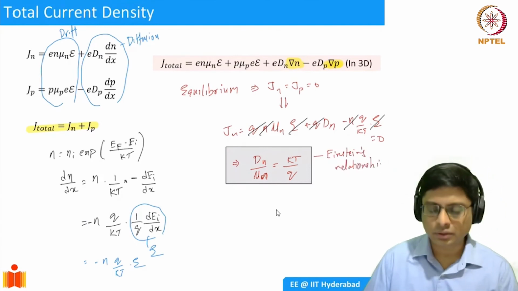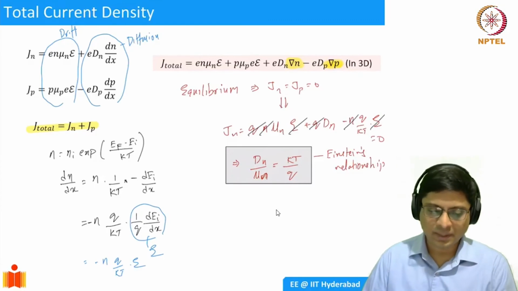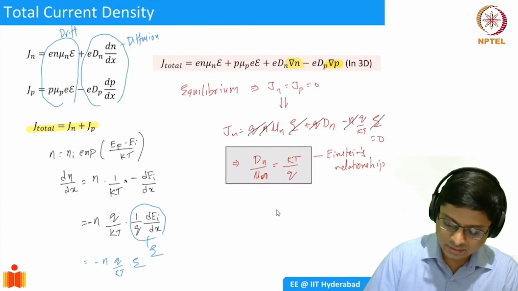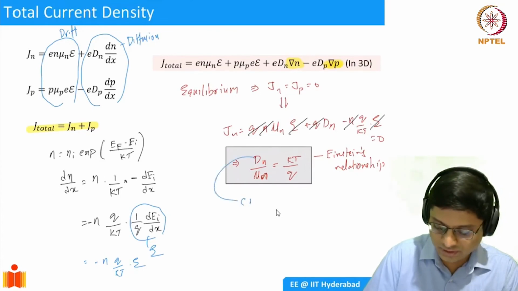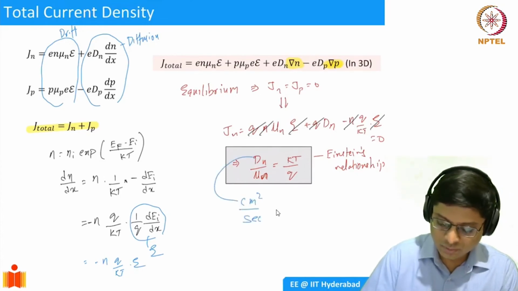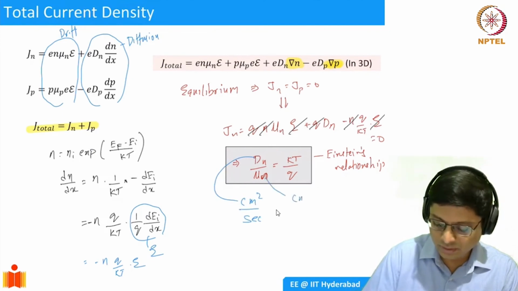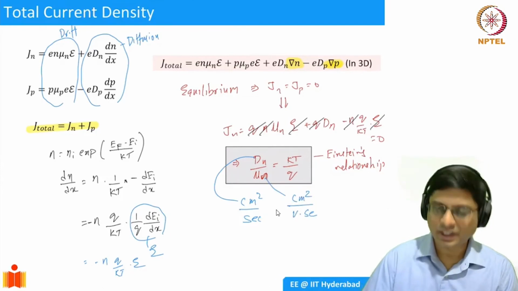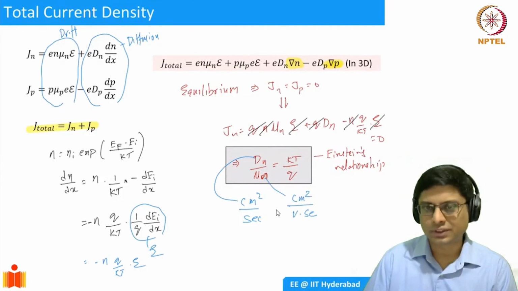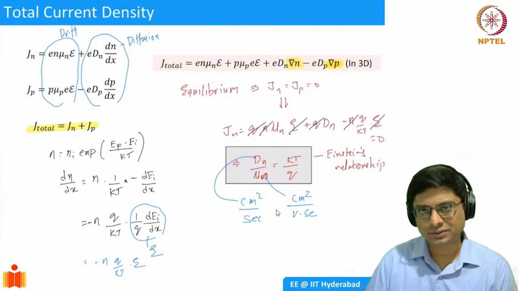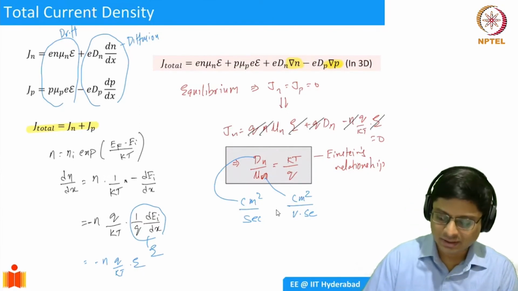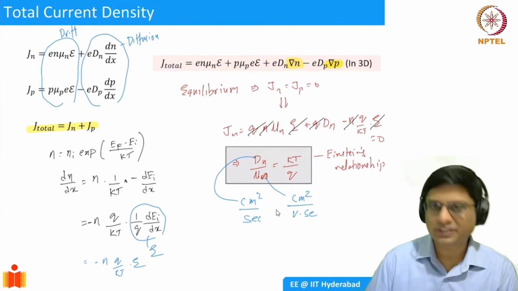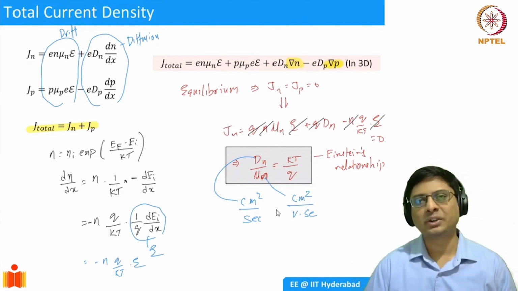We could also verify from the dimensionality. We know that D is going to be centimeters square per second, and mu is going to be centimeters square per volt second. So if you do D by mu, you end up getting volts, right? KT by Q is going to be volts. So that's why this is valid. You should remember this equation, because many times you are given mu but not given D.